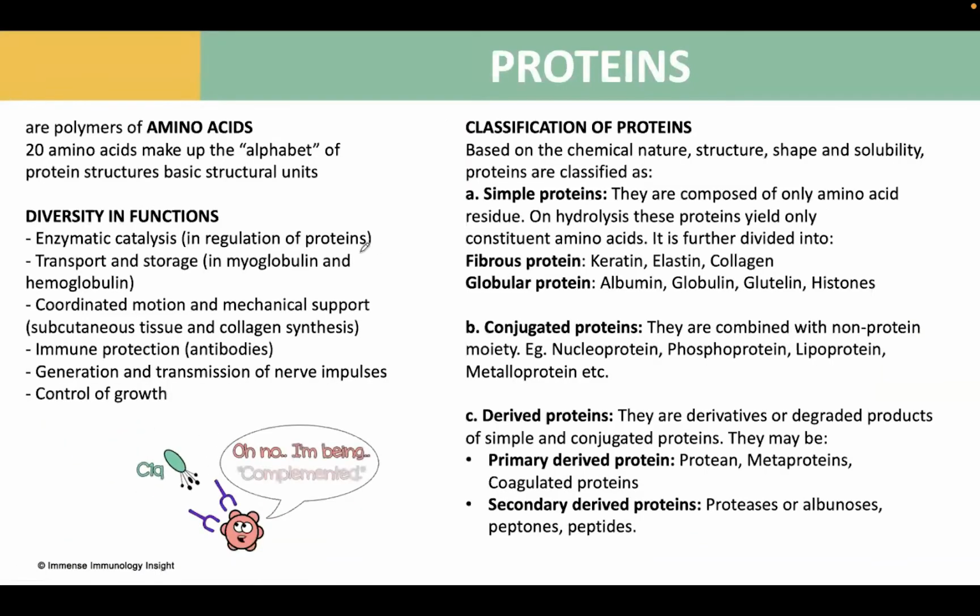So, proteins. These are polymers of amino acids. Amino acids are the building blocks of your proteins. Amino acids are monomers, and when we combine these monomers, we can make up a protein, which is a polymer. There are 20 types or kinds of amino acids that make up the alphabet of the protein structure's basic structural units. Without these different types of amino acids, we won't be able to build or create a protein. Hence, the diversity and function.